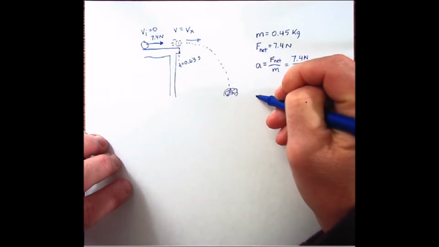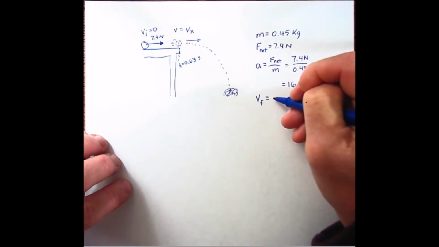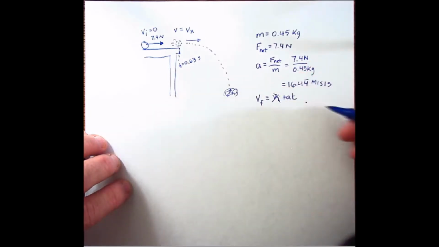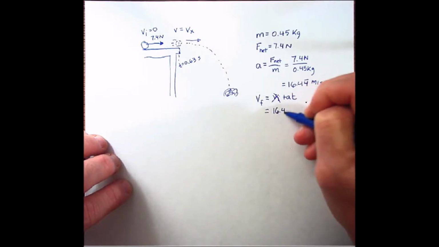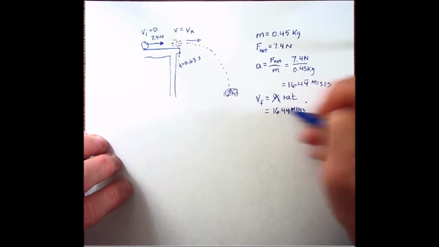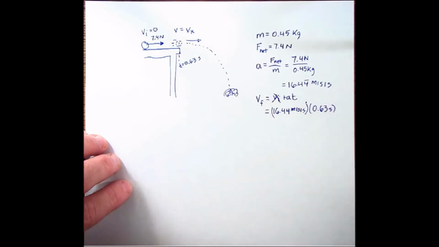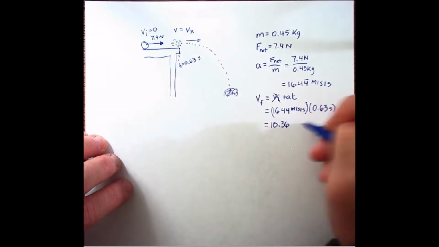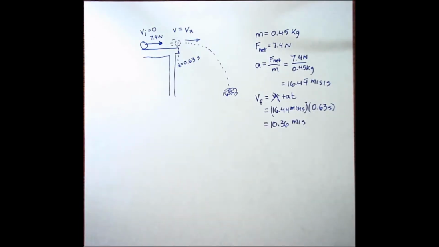So I know that the final velocity that the ball will have will be equal to the initial velocity plus at. Since it starts from rest, the initial velocity is equal to 0. So really, it's just going to be 16.44 meters per second times 0.63 seconds. When I calculate that, I get 10.36 meters per second. So that's the velocity that the ball will have when it's launched off the edge of the table.